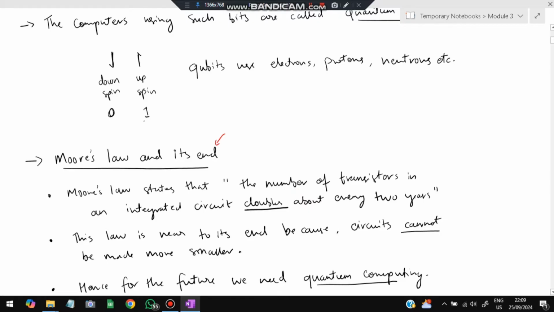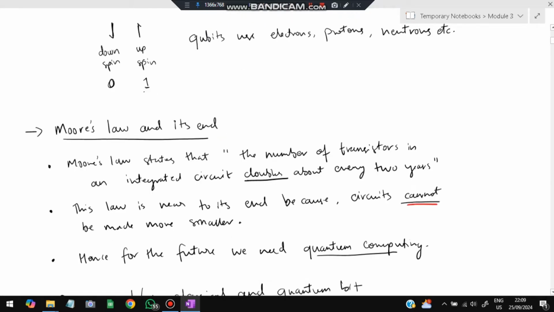Why is it going to end? Because the circuits cannot be made any smaller. It has reached 3 to 4 nanometers, and if we go smaller, we cannot maintain it. It will not function, and it will start interfering with quantum effects. So that's why we need another method for storing data and computation, which is called quantum computing. That is happening at a very, very small level, less than 3 to 4 nanometers, where classical bits cannot reach.